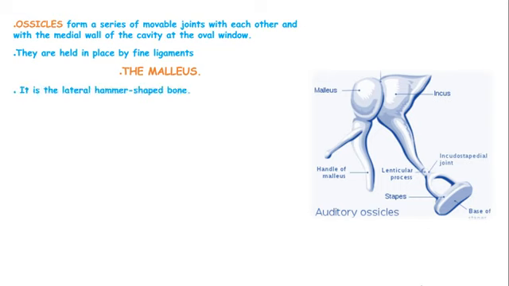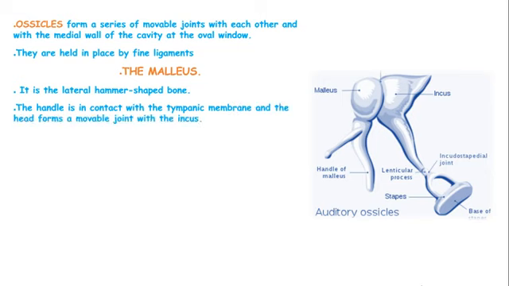Let us start with the malleus. Malleus is a lateral hammer-shaped bone. The handle is in contact with the tympanic membrane, and the head forms a movable joint with the incus.